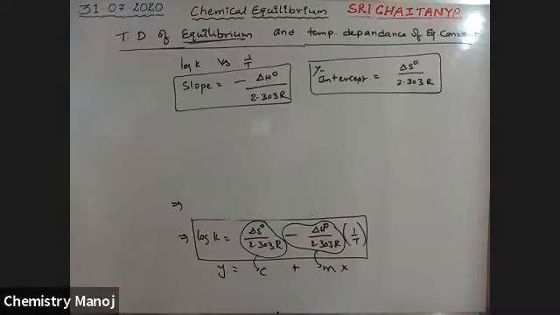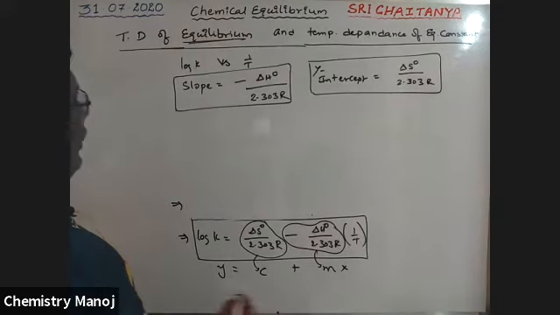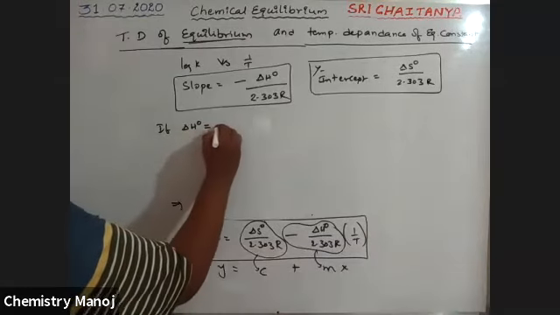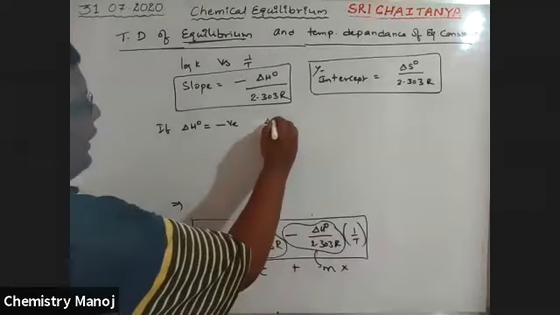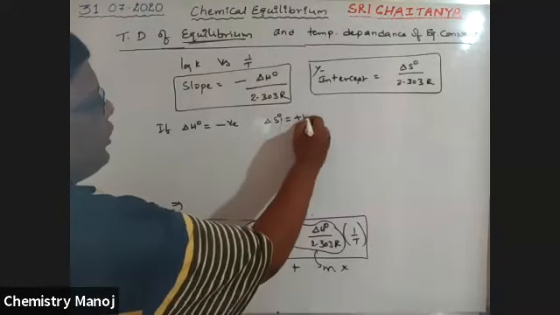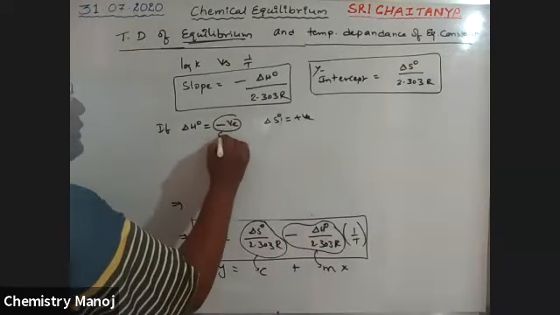Okay, now see here. If delta H naught is negative and delta S naught is positive, so it is negative, it is positive. Negative delta H naught means exothermic reaction.